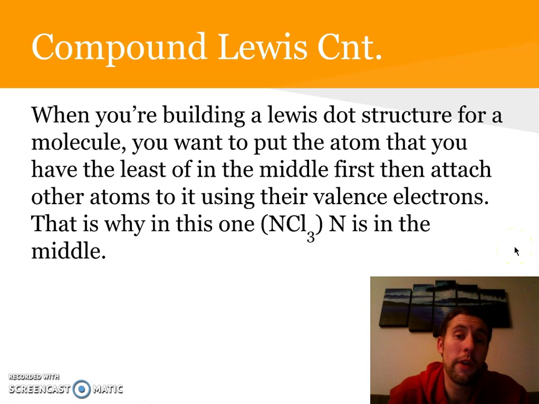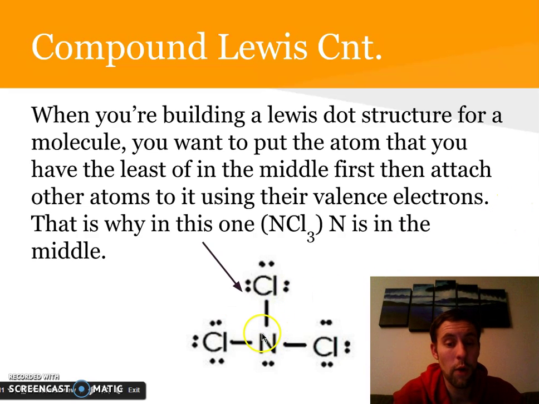Okay, so heads up, when you're building one of these Lewis dot structures for a compound, you always want to put the element you have the least amount of in your formula in the center first. Draw its electrons around it, so it's Lewis dot structure. Then add the other electrons from the other elements in to make the bonds. So that's why we put nitrogen in the middle of this one. In this formula, it's NCl3. There's one N, 3 Cls, so N goes in the middle. Draw its 5 valence electrons, then start adding the chlorine's valence electrons and its Lewis dot structure together to make this Lewis dot structure for the whole compound.